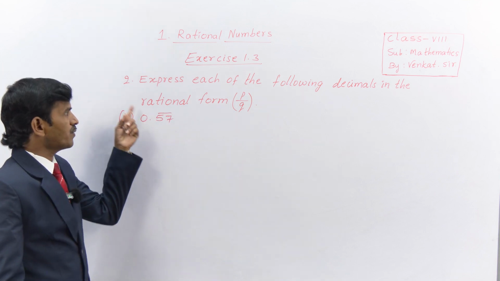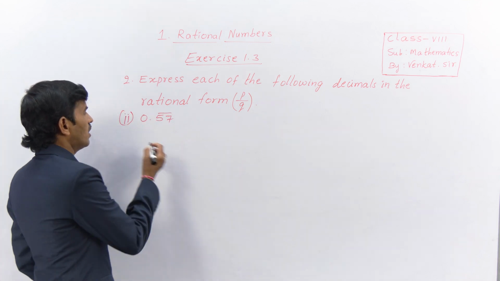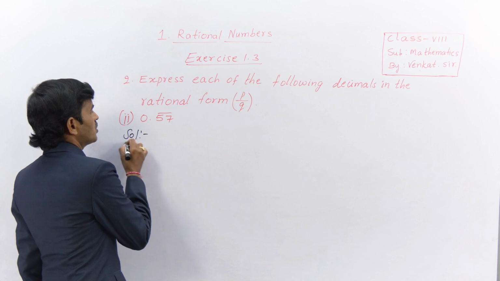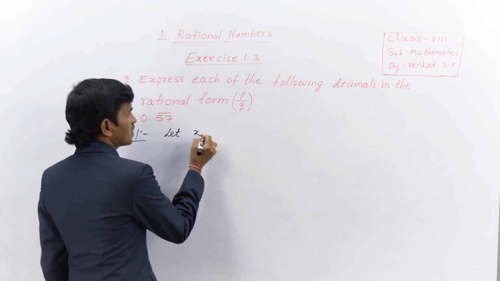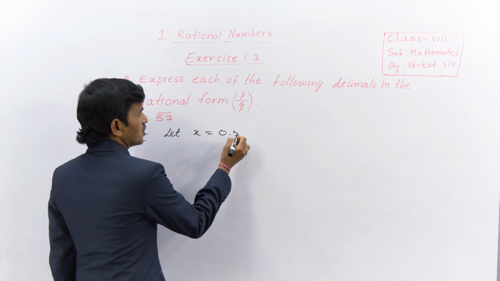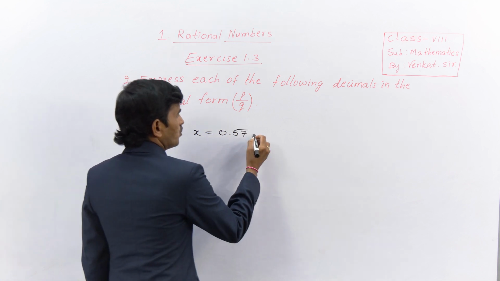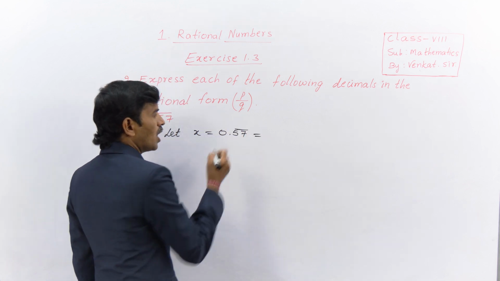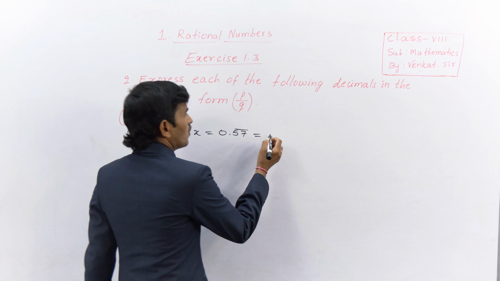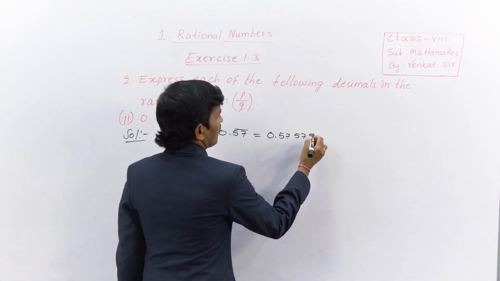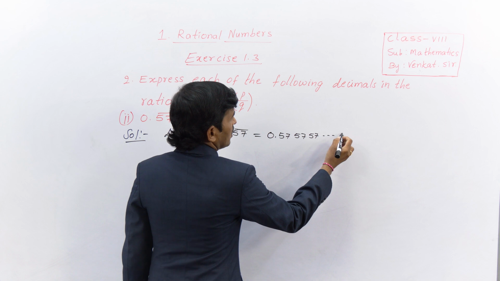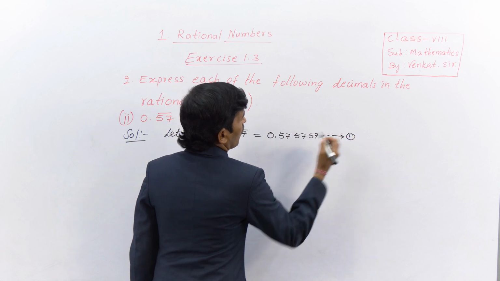Here the second question from this bit is 0.57 bar. So how to find the solution? Let us see here. Let the given decimal be x first of all. x is equal to 0.57 bar. When you remove this decimal bar from the decimal point, then what you get? 0.57, 57, 57 and so on. So let it be equation number 1.